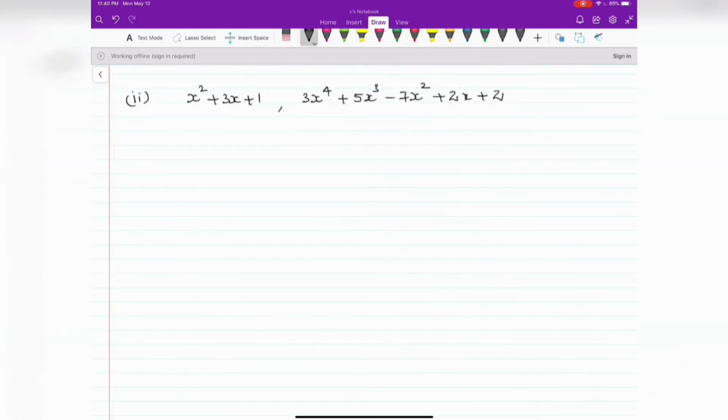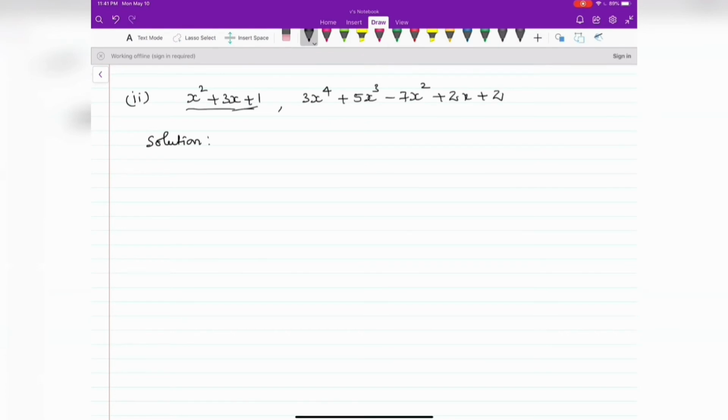Second subdivision. Here you have to divide 3x power 4 plus 5x cube minus 7x square plus 2x plus 2 by x square plus 3x plus 1. Then you have to check whether x square plus 3x plus 1 is a factor of 3x power 4 plus 5x cube minus 7x square plus 2x plus 2. So, let's do it now. Solution.